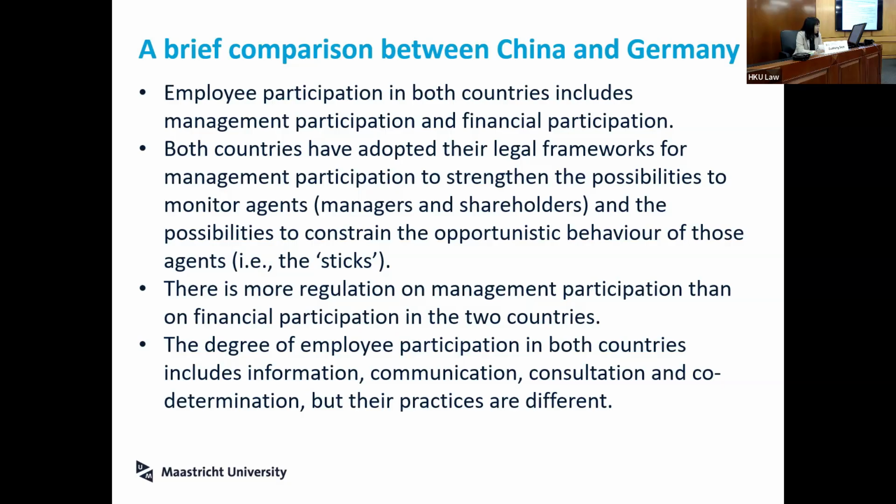And then the degree of employee participation in both countries includes information, communication, consultation, and co-determination, but their practices are different. For example, for information, employees can get information on the daily operation of their corporations, and they can communicate with their superiors, with the managers, through employee participation, and also make proposals to express their opinions through employee representation, and also co-decide, what we call co-determination, corporate management issues with their corporations. So in the two countries, the degree of employee participation is mainly the same, just the practices are different.